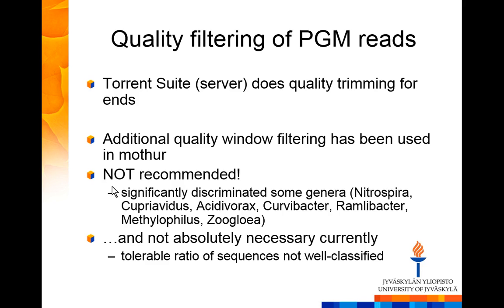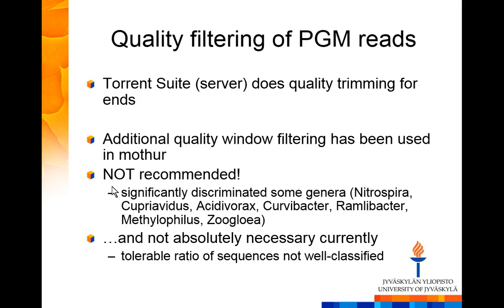So with the latest sequencing chemistry, which already gives pretty nice quality data without any additional quality filtering, I noticed that when I ran the pipeline with and without the initial quality window filtering, I had significantly different proportions, or different amounts of sequences, of certain genera. So there was definitely a bias, a discrimination.